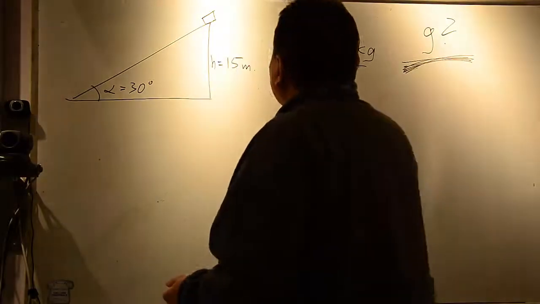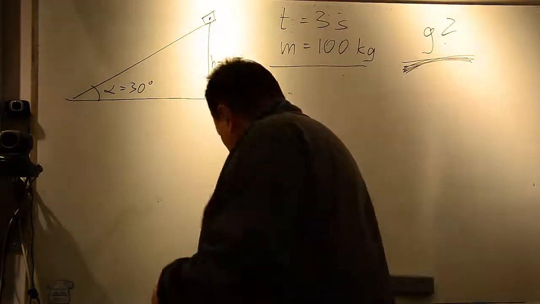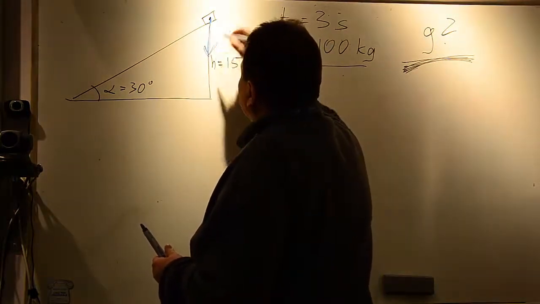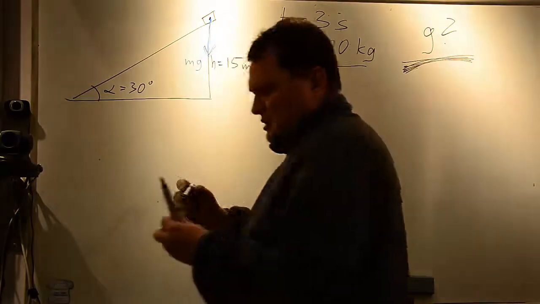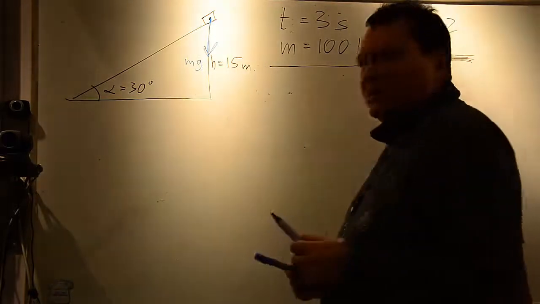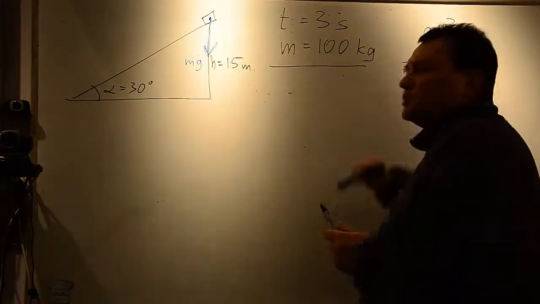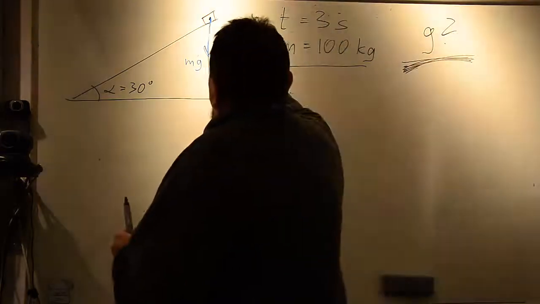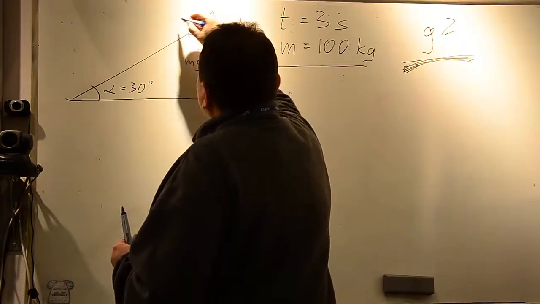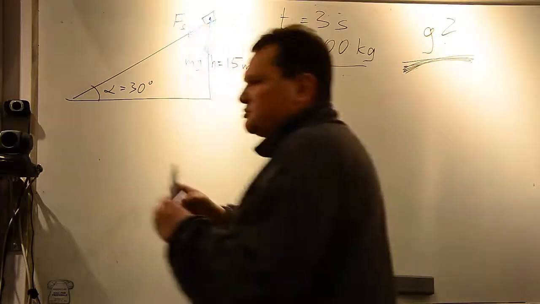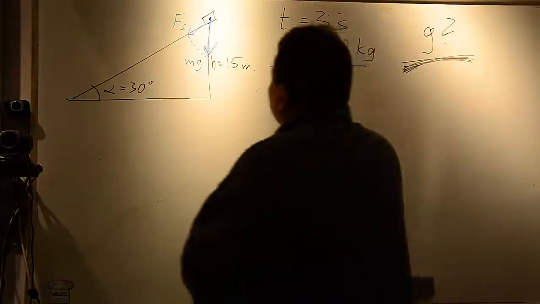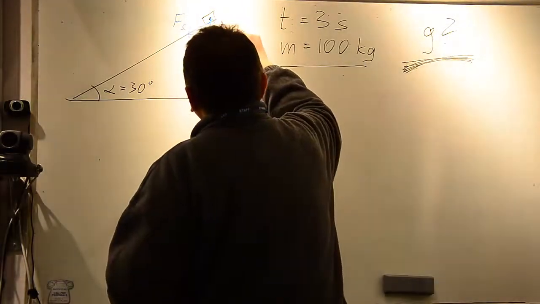The first thing is, of course, the composition of the gravitational force. This is the gravitational force of this crate, mg, mass of the crate multiplied by the gravitational acceleration that we are looking for. This force can be decomposed into two smaller forces. A sliding force, responsible for moving this crate down the hill, and another force which is called the normal force.